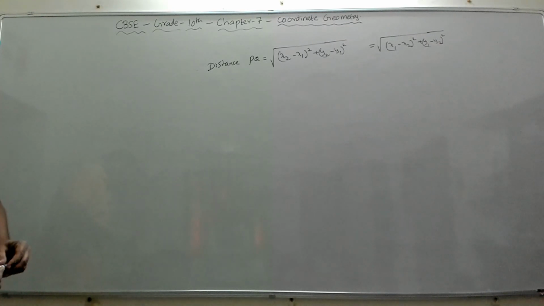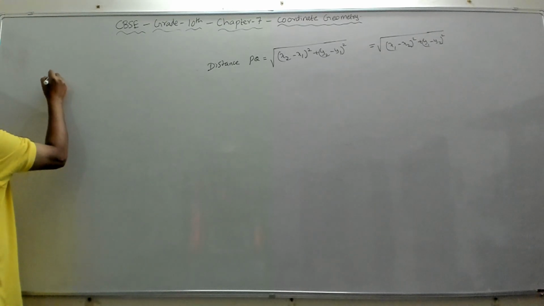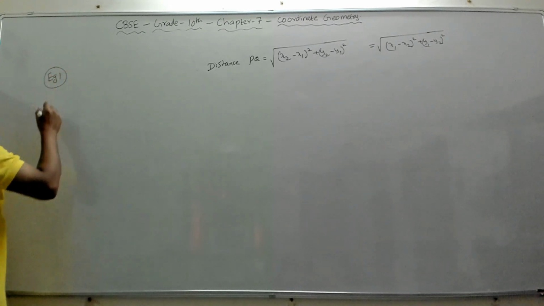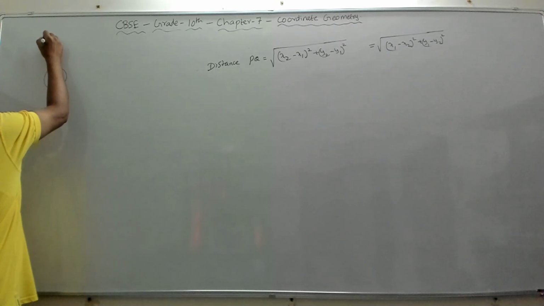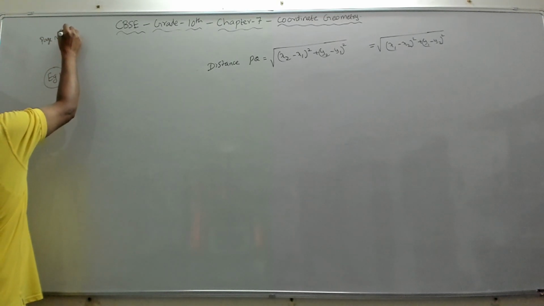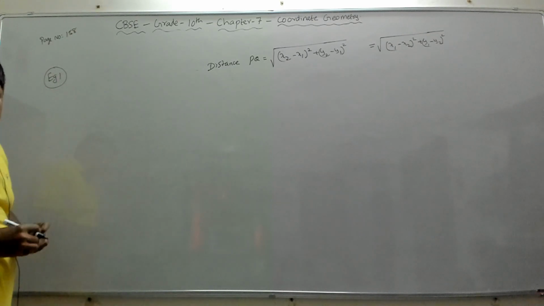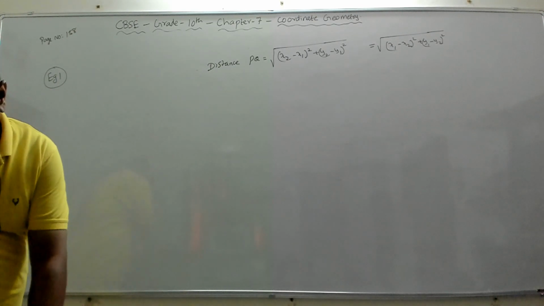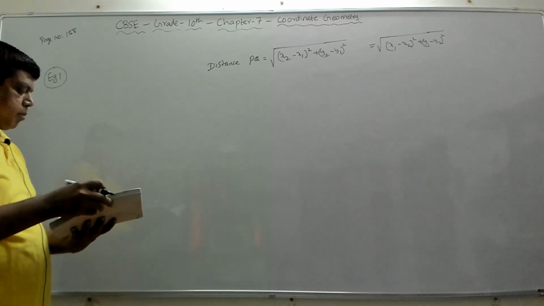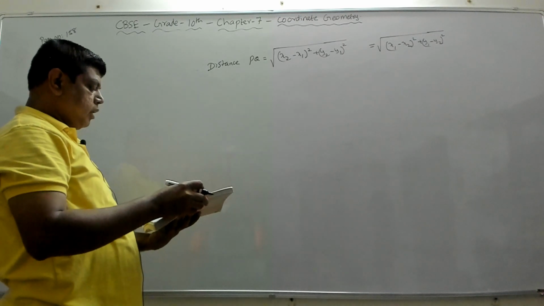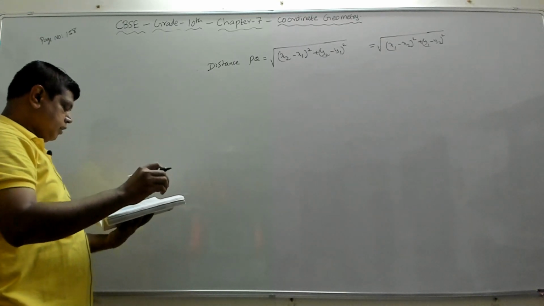Our example 1 is on page number 158 in your textbook. It says: do the points (3, 2), (-2, -3) and (2, 3) form a triangle? If so, name the type of the triangle formed.